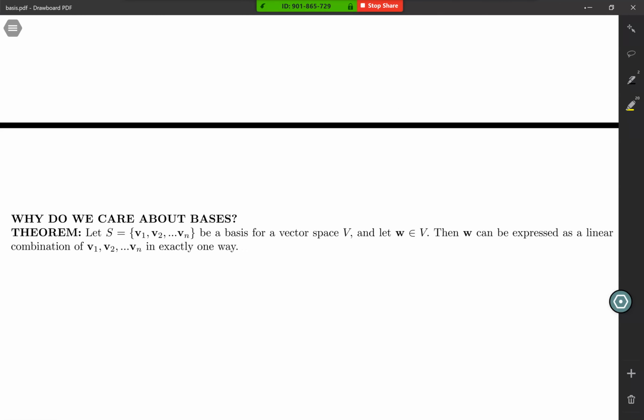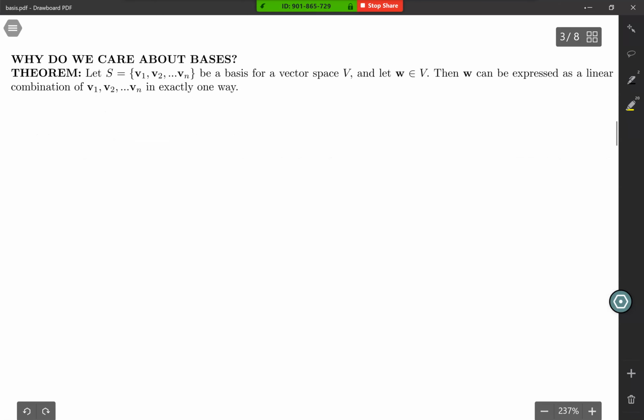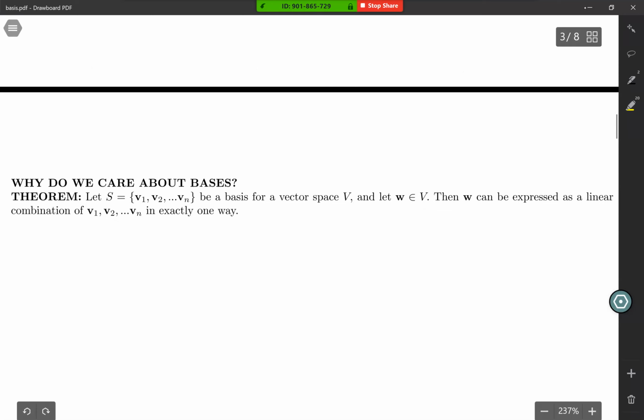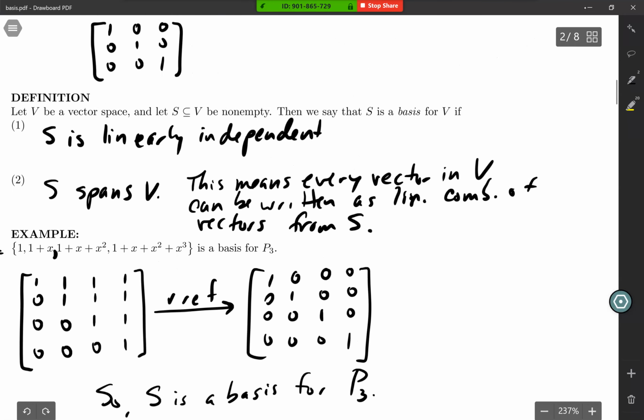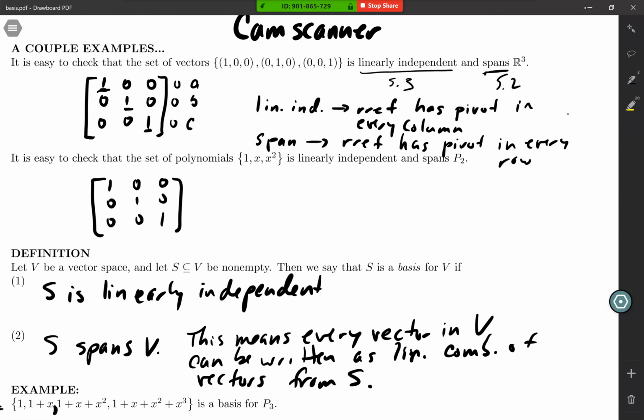So one of the questions is, why do we care about these things? And I think I've mentioned this before break, but why do we even care at all about a basis? Well, the theorem says that if we have a basis for a vector space V, then any vector in V can be written as a linear combination of the vectors from S in exactly one way. So just before we do the proof of this theorem, let's go back up to the first example where we had this set in R3.